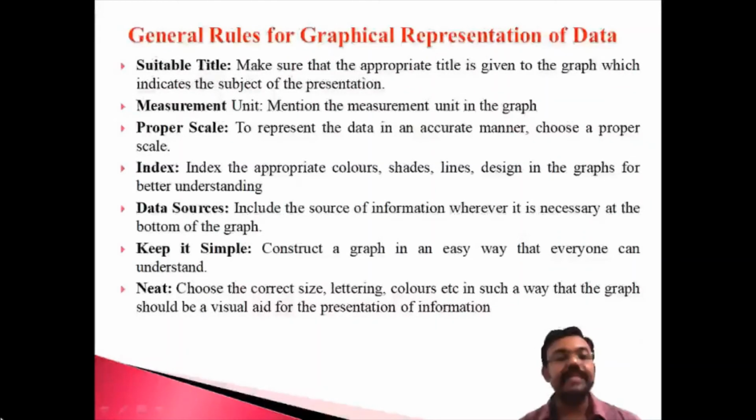Suppose you are taking a diagram from any other source, just cite the source and include the source information wherever it is necessary at the bottom of the graph. That means show it on the bottom side of the graph. That is the data source, and just keep it simple.